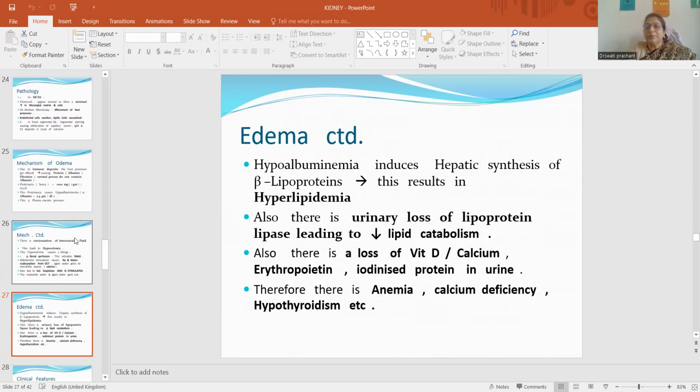Hypoalbuminemia induces hepatic synthesis of beta lipoproteins. This results in hyperlipidemia. Also, there is urinary loss of lipoprotein lipase leading to decreased lipid catabolism, and therefore there is hyperlipidemia. Also, there is loss of vitamin D, calcium, erythropoietin and iodinated protein in the urine, leading to anemia, calcium deficiency, hypothyroidism, etc.